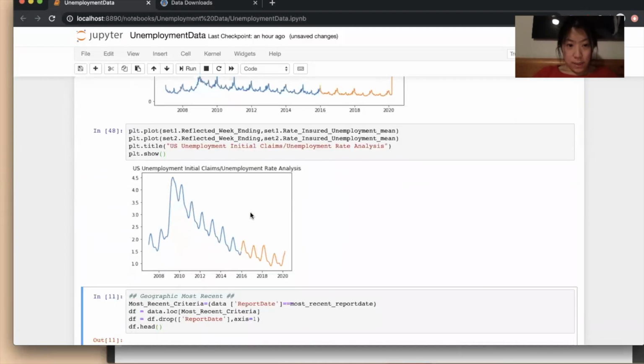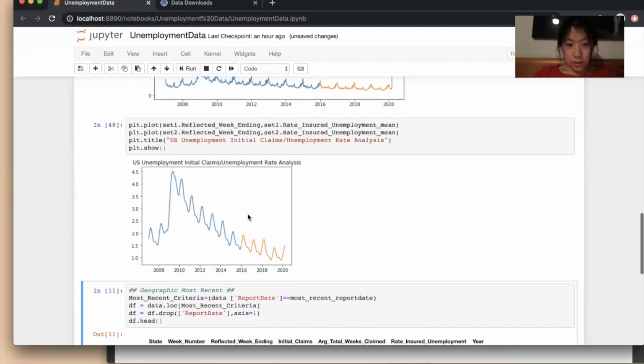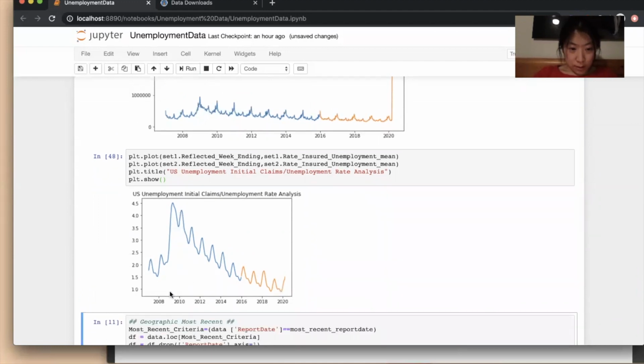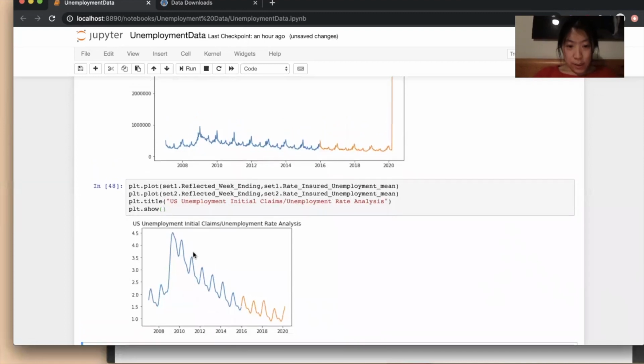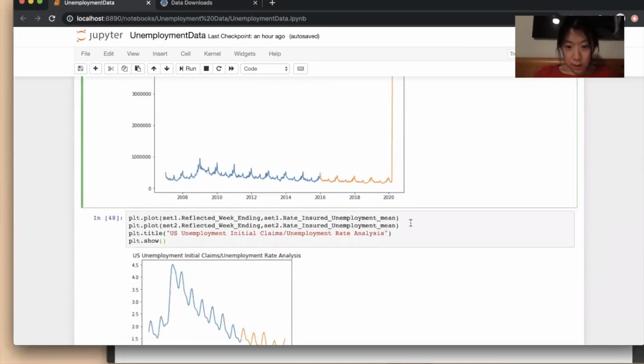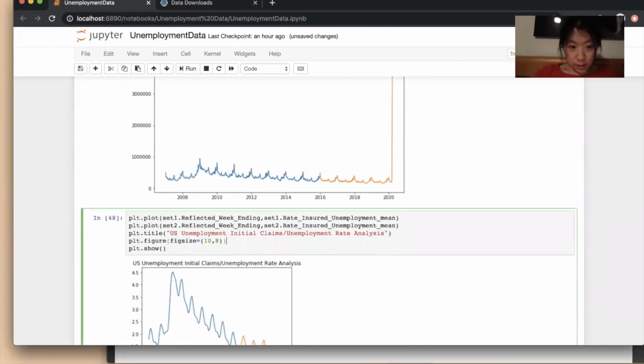So you see, it's actually only a little bit higher than usual. And you can see the unemployment rate was even higher at the end of 2009 and 2010. And well, you can see this graph is small. I'm going to change the graph size to keep it consistent so it looks better.